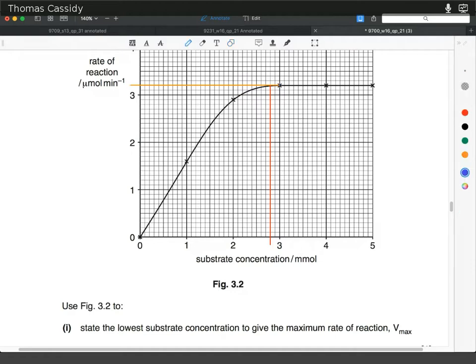So that's 3.2. We find our Vmax, and we want to know the substrate concentration at half of that. So 3.2 divided by 2 is 1.6. So we'll go up to 1.6. Where's our line? Nice easy numbers. There's not a lot of decimals or anything involved. It's on this cross here, 1. So our answer is 1.